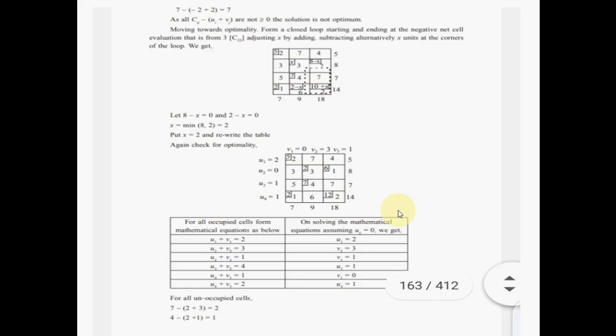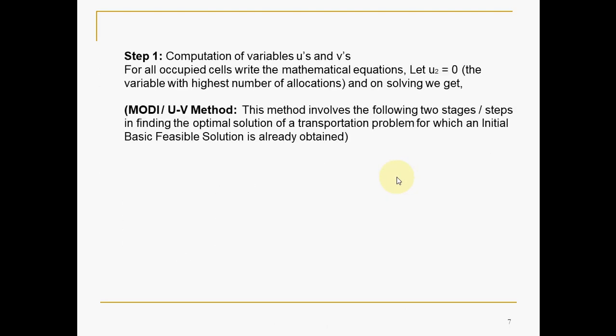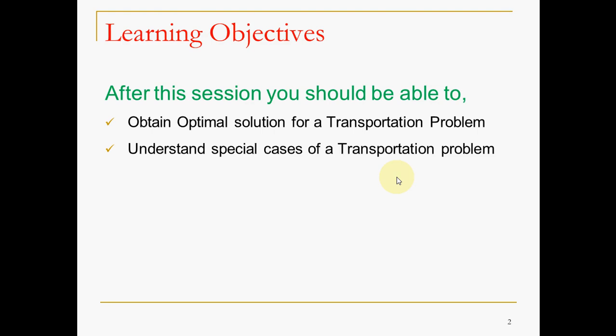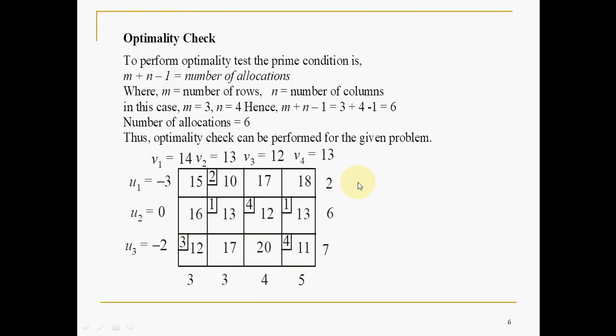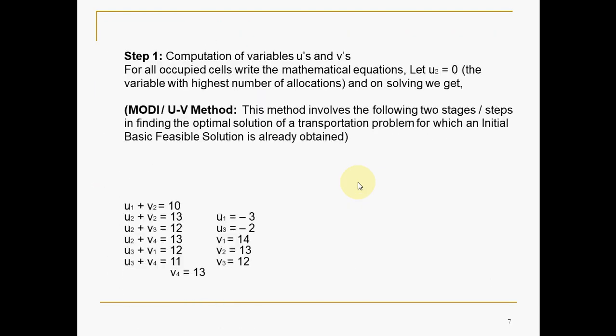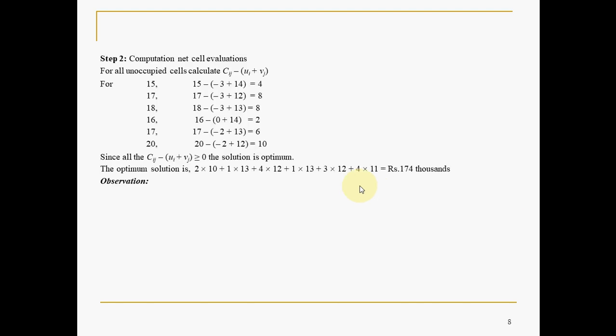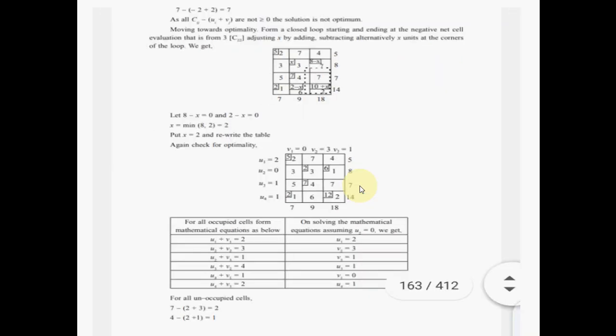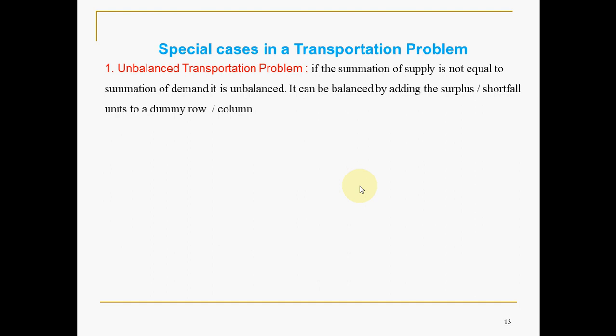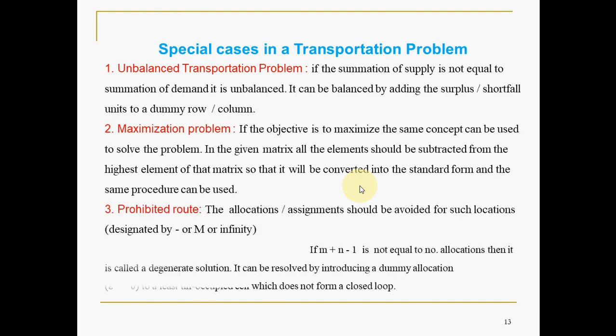Let us come back to the objectives. I hope you have met the objectives or outcomes that we have listed. Now we are in a position to obtain the optimal solution, that is stage 2. Stage 1 is IBFS, stage 2 is the optimal solution. We have discussed the various special cases of a transportation problem: unbalanced, maximization, prohibited route, and finally the degenerate transportation problem.